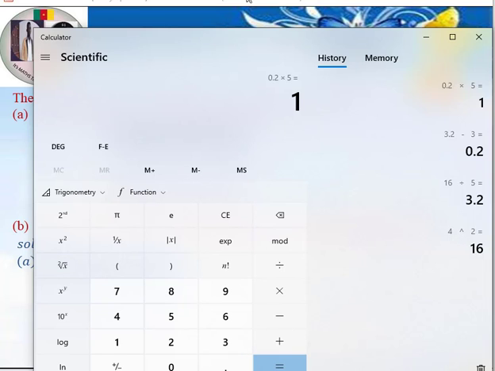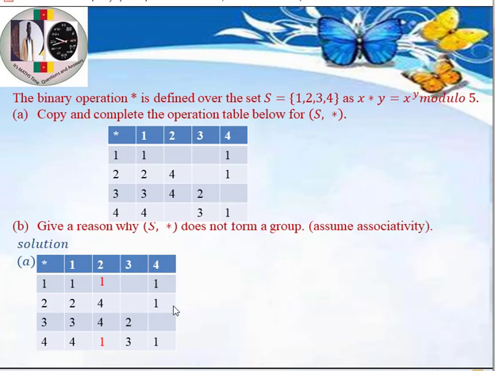So we'll go back to our question, which says that we are going to fill here 1 star 3, which is 1 power 3, which is 1, modulo 5.